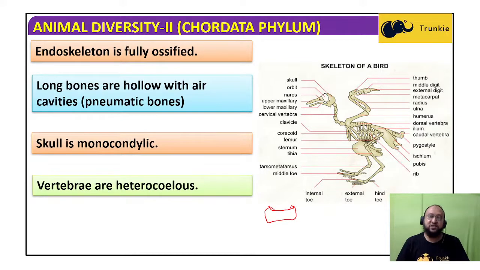So the birds are able to move their head almost 360 degrees. Vertebrae are heterocoelous. One surface is concave, one is not concave. I have already explained about the heterocoelous, amphicoelous, etc.